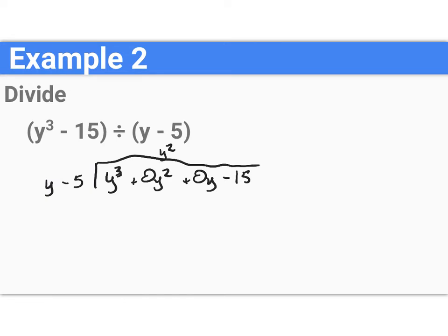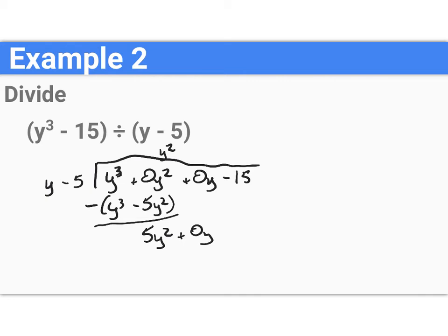Y squared times negative 5 is negative 5y squared. And then y squared times y is y cubed. So y cubed minus y cubed is 0. 0 minus a negative becomes plus 5y squared. And I know it seems like I'm making up things, but they really occur. So now we go to the next one.